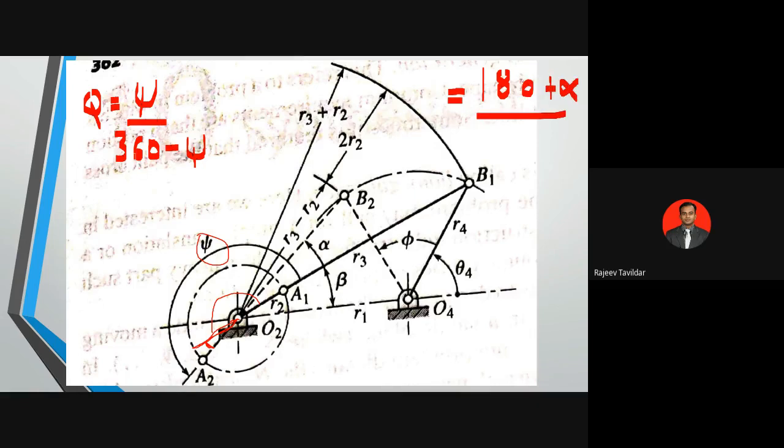divided by, can you calculate and tell me what this is? 360 minus psi. Psi is 180 plus alpha. So it will be 180 minus alpha totally. So I'm going to get the time ratio as 180 plus alpha divided by 180 minus alpha. This is the only equation that we'll be using in this two position synthesis to solve the problem or to synthesize the mechanism. This is the only equation.